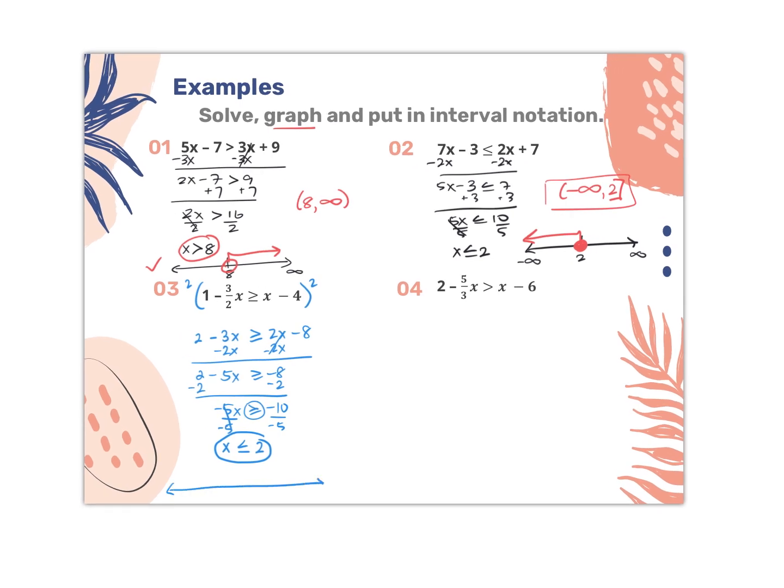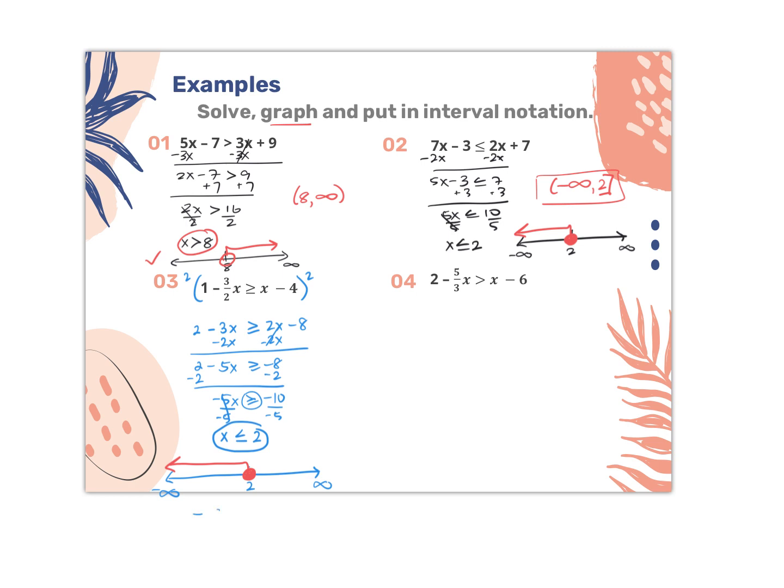If I go to graph it, again, I've got 2, positive infinity, negative infinity, and I see that it is less than or equal to 2. So it's going to be a solid circle, and it's going to go to the left. And so when it comes time to put this in interval notation, it's going to be negative infinity to 2. 2 is going to take a bracket because it's included, and infinity always gets a parentheses. And so here are the 3 solutions that they're asking for, or the 3 ways to show a solution.